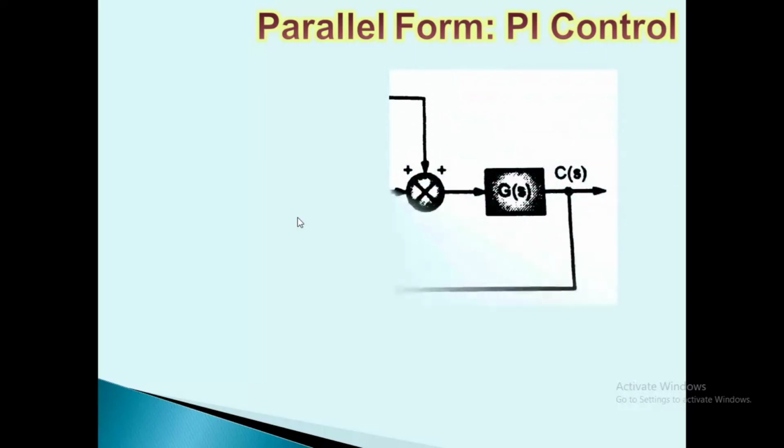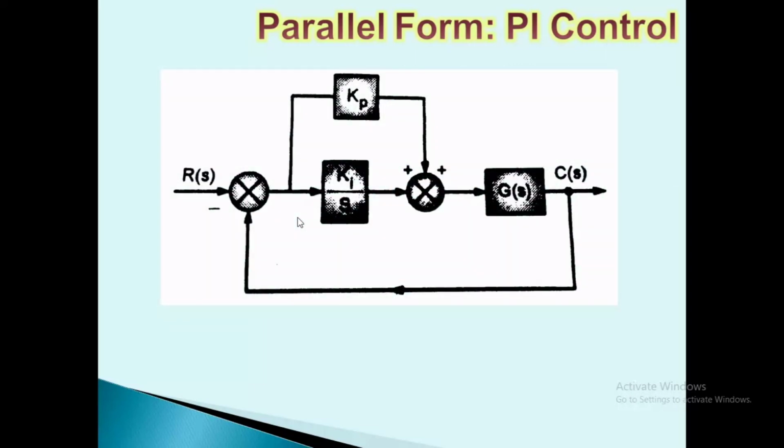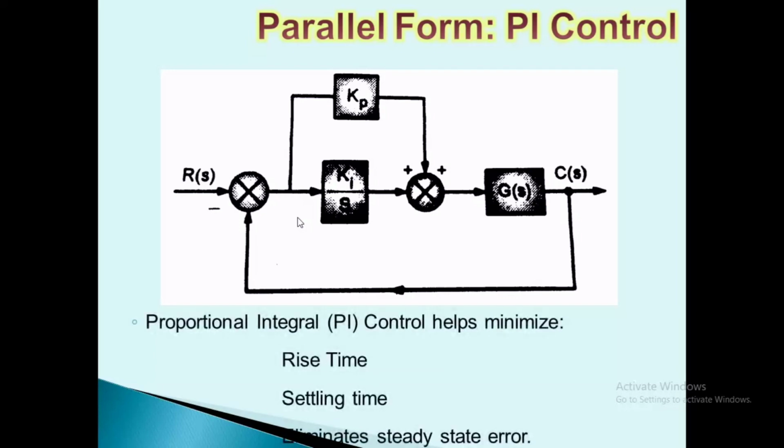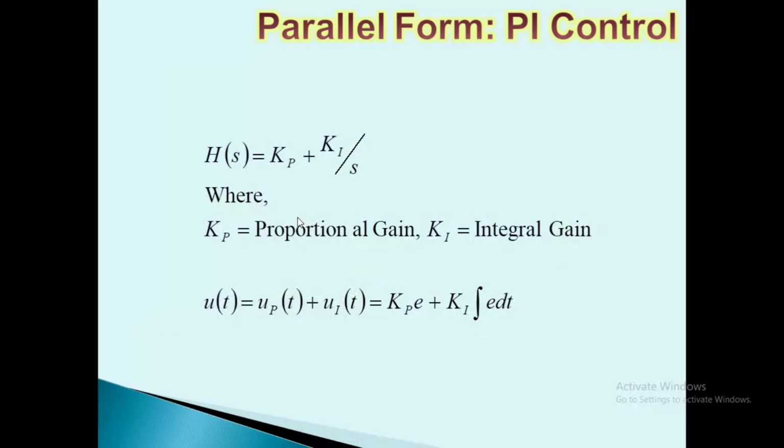Now we have the combination, the PI controller. Your P and I actions are simultaneously used in order to get some output from the system. Combined proportional integral control helps in minimizing the rise time, minimizing the settling time, and it also eliminates your steady state error. This is again the mathematical equation.